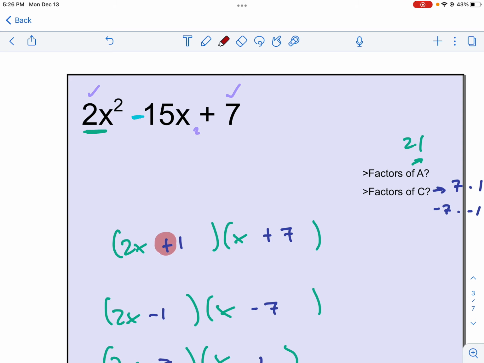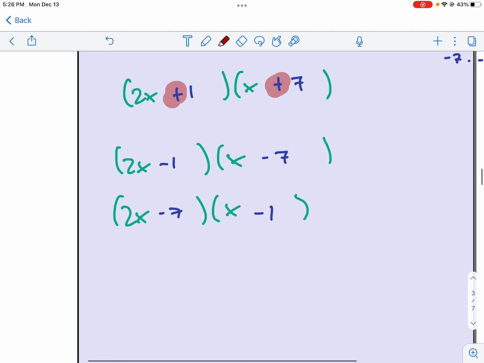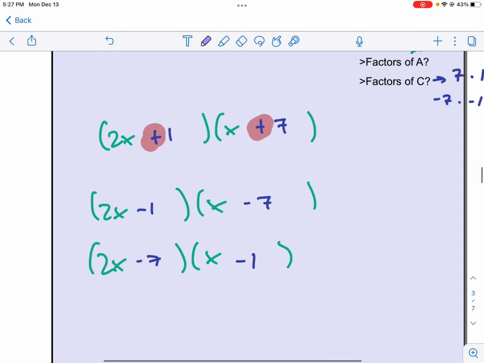I'm going to skip the next one because, again, notice that you have 2 positives, so I don't think those are going to work. I need negative 15. So let's check the third one.